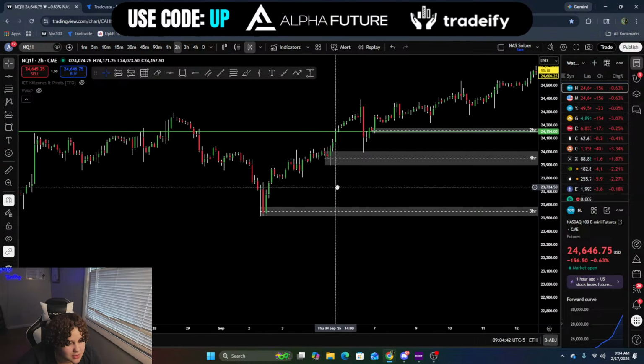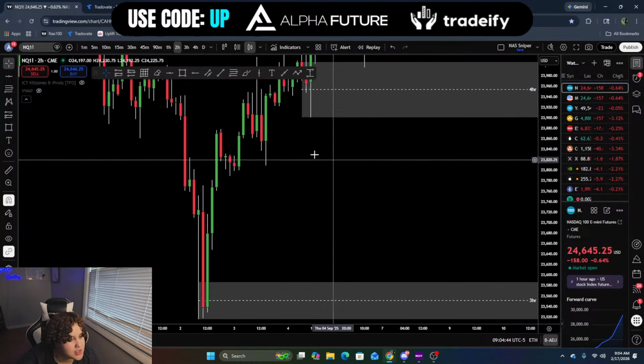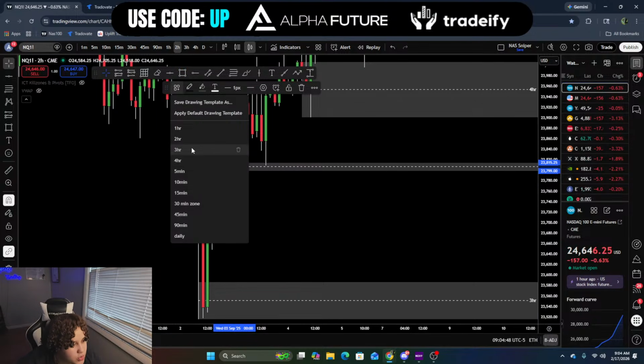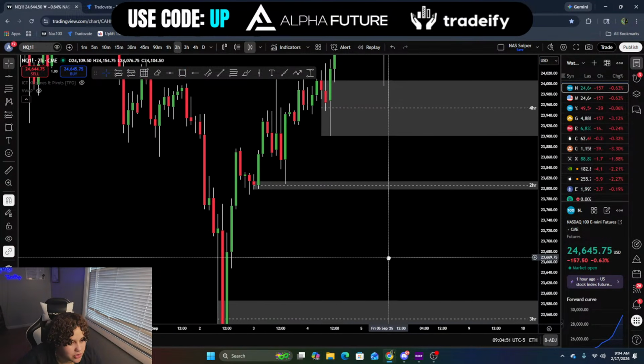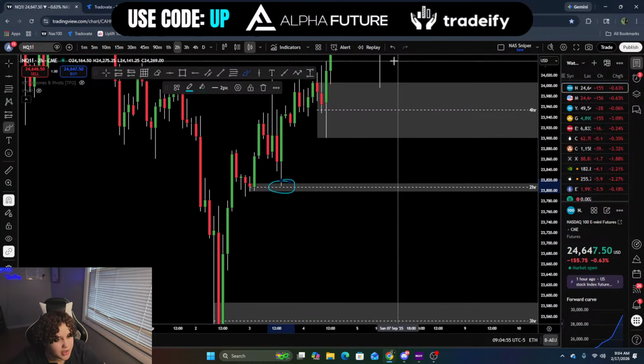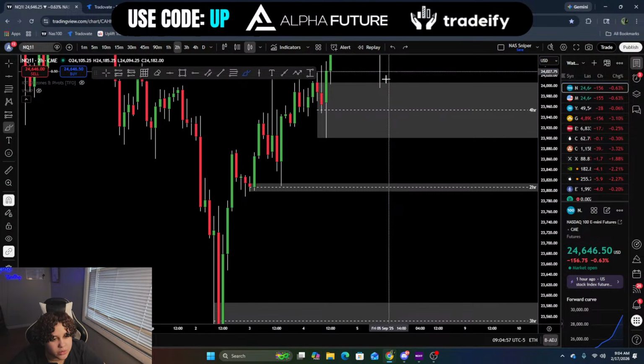Okay, let's see if there are more zones. Oh, I like this 2 hour demand zone here. This could also be a good zone to target if I do take shorts. We've also bounced off of it before, just like with this zone up here, which is a good sign.